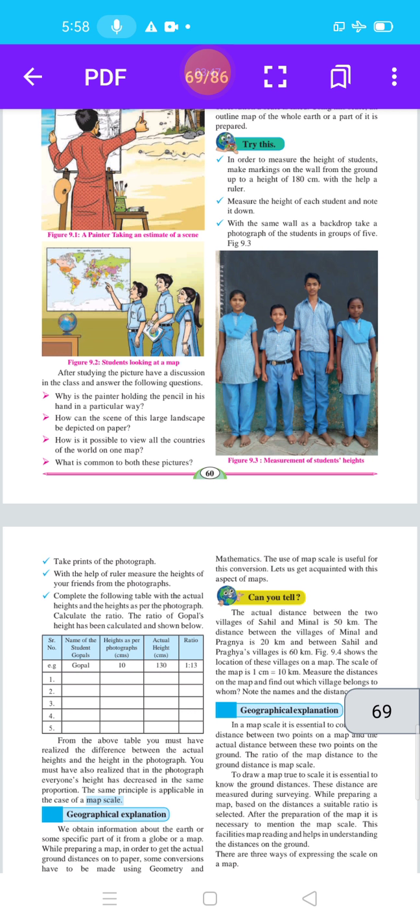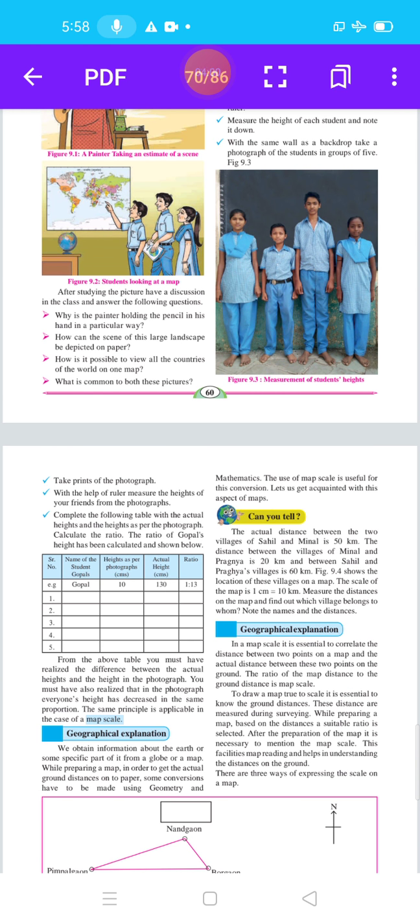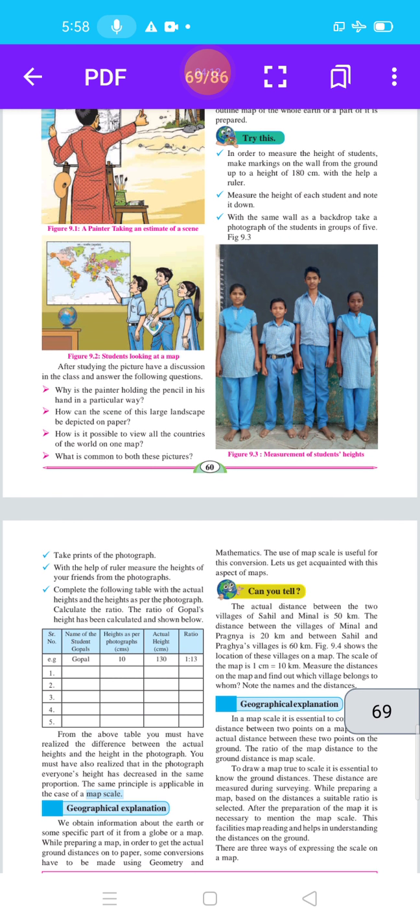The answer of this question is, in both these pictures, the actual large distance on land is shown on paper by reducing the size in appropriate proportion or appropriate scale. Complete this question and answer.